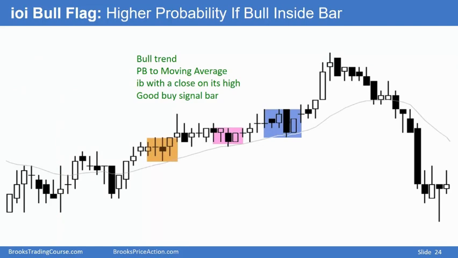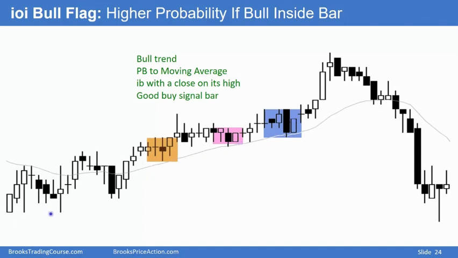Now I talked earlier about IOI patterns, and if you're looking to buy, it's higher probability if you're buying above a bull bar for the 3rd bar. Here we have a small IOI. 3rd bar is a bull bar closing on its high. It's a higher probability buy than if it was a bear bar. Same here, another small IOI. Here, another IOI. And again, bull bar closing near its high above the moving average in a bull trend.